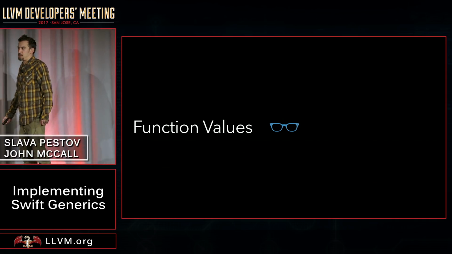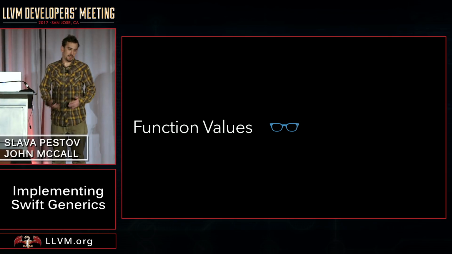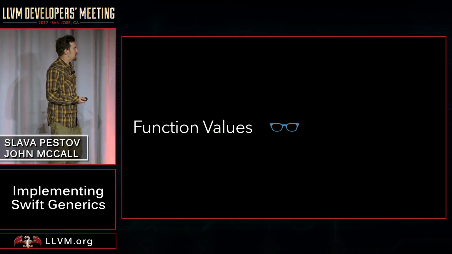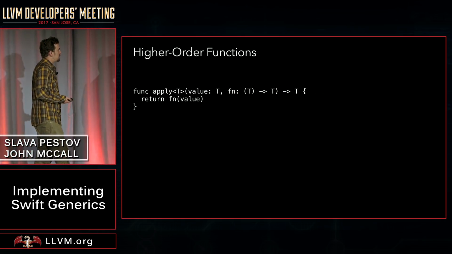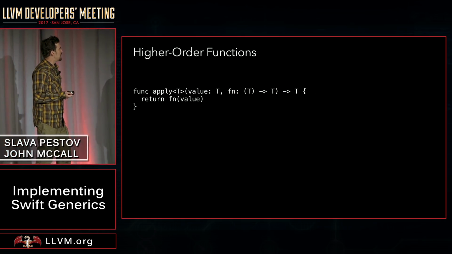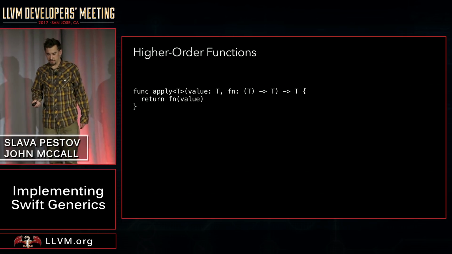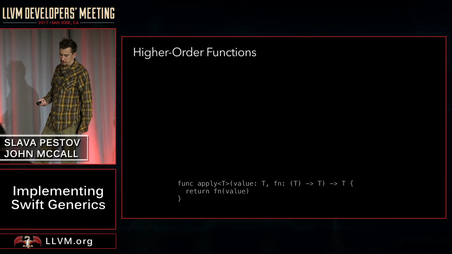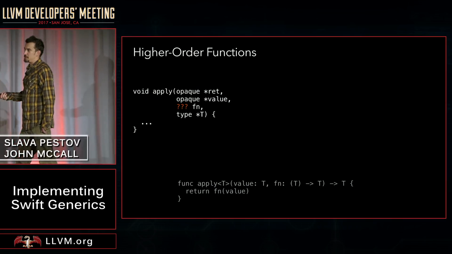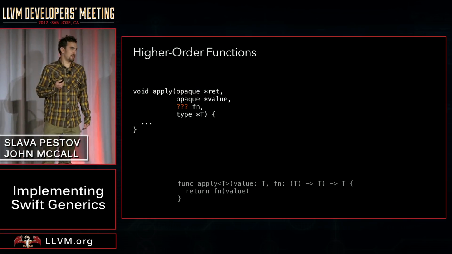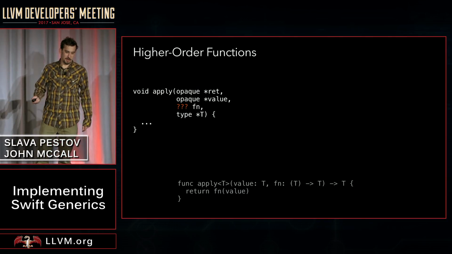Okay, so we've seen generic functions and generic types. What about higher order functions and values of function type? Okay, so here I have a simple higher order function. It takes a value and a closure. It applies the closure to the value, and it returns the result. So how would we compile something like this? Well, as before, it takes the type metadata for T, and then it takes the input and the output indirectly. But what about that closure value? How does that get lowered?